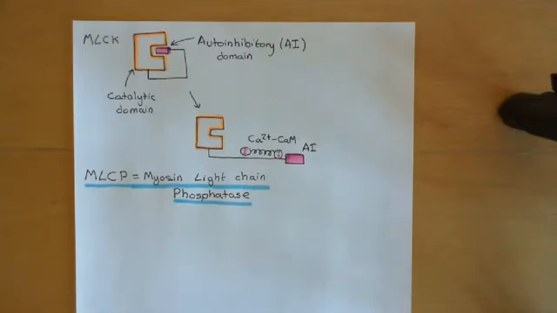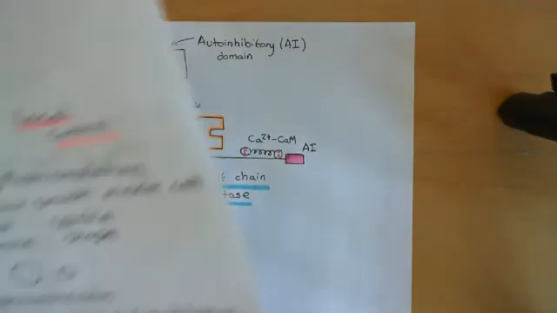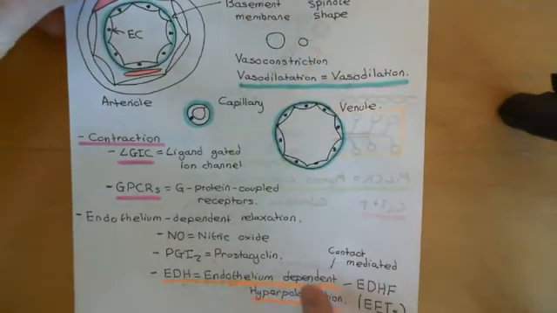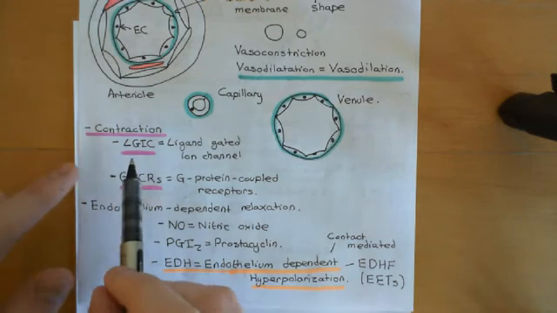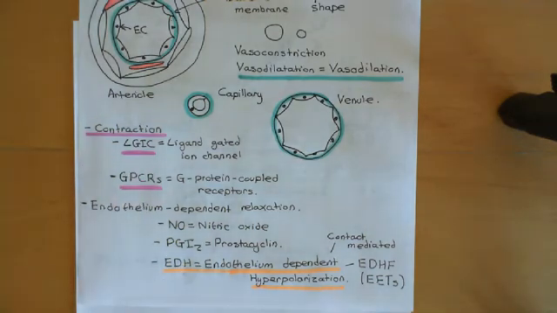So, going back to our original picture here, we originally said that there were 2 mechanisms which were triggering contraction. The activation of ligand-gated ion channels, which led to depolarization and the activation of voltage-gated calcium channels, and also G-protein coupled receptors, which lead to liberation of calcium from the intracellular stores, principally the sarcoplasmic reticulum.